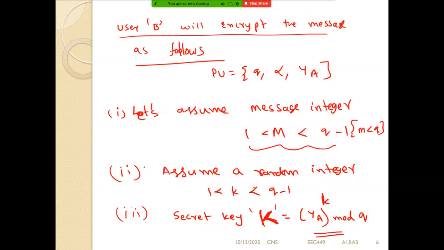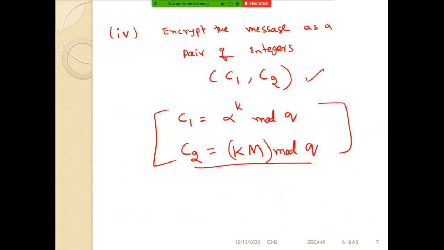Now user B, the message M, any random value, we will assume it must be less than Q. And apart from this M value, we need a random integer small k, which is less than Q again, and he will generate a secret key K, which is YA, the public key of user A, power this random integer k, mod Q. Then the pair of ciphertext integers will be C1 and C2. C1 is generated by alpha power small k mod Q, and C2 is capital K into M mod Q. So this is the ciphertext.